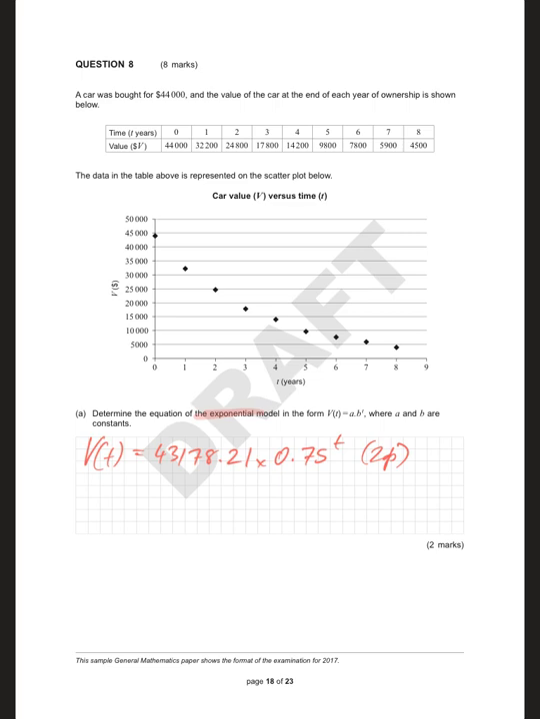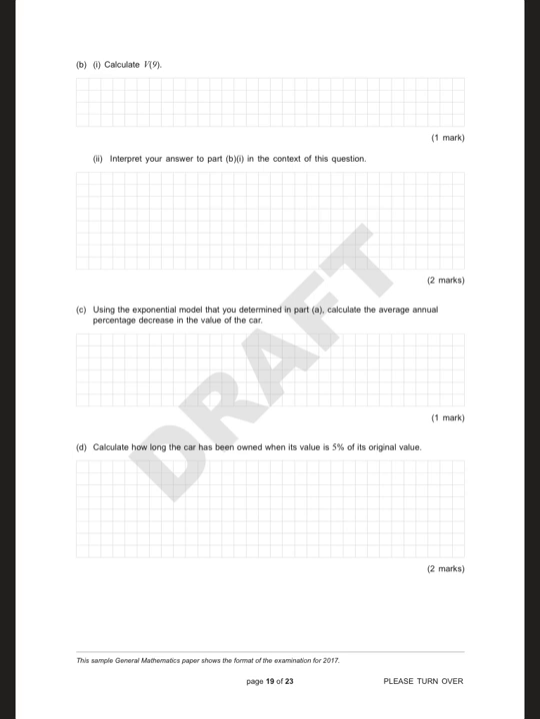Right, next, I better write that down actually, because I'm probably going to use it on the next page. 43178.21 times 0.75 to the power of t. Next page. Calculate value after 9 years. V9 is 43178.21 times 0.75 to the power of 9.